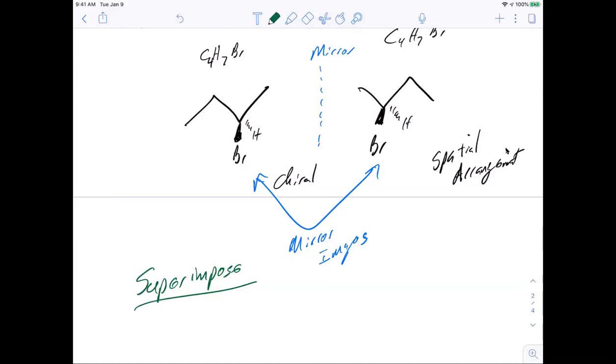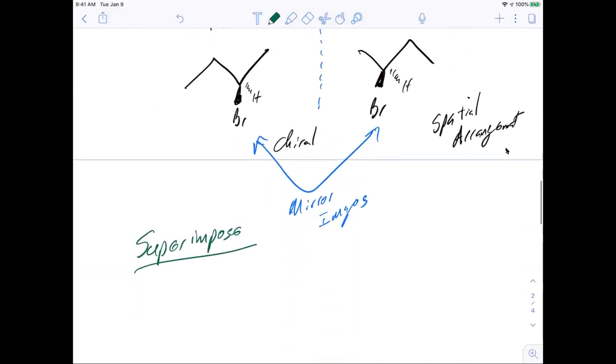Is there any way that we can take these two molecules and rotate them in space and have them line back up, superimpose on top of each other? If not, they are chiral, and of course, they're stereoisomers. So stereochemistry has to do with stereoisomers. So remember, isomers, we're just looking at things that are the same except for their spatial arrangements.